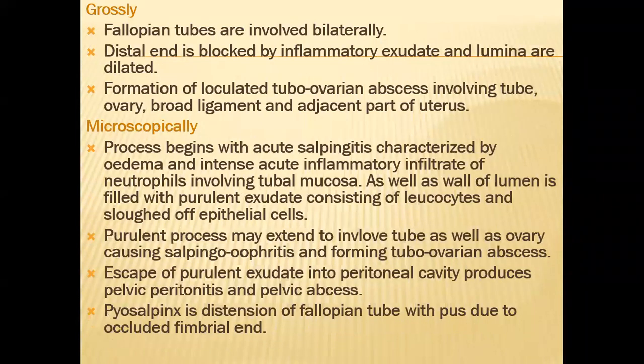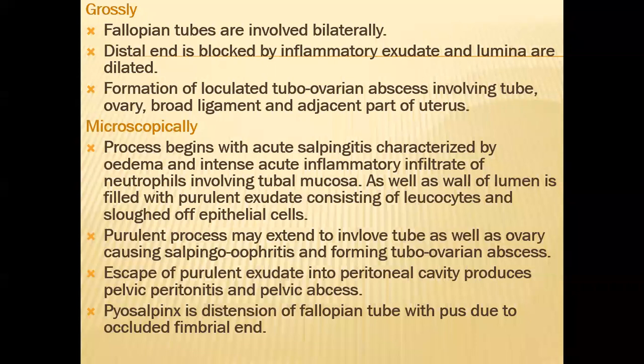Grossly, fallopian tubes are involved bilaterally most of the time. The distal end is blocked by inflammatory exudate and the lumina are dilated. Formation of a lobulated tubo-ovarian abscess involves the tube, ovary, broad ligament, and adjacent part of the uterus.